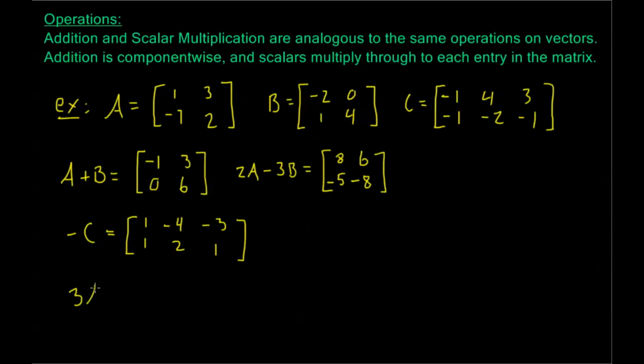And if I wanted to talk about 3A plus C, well, let's take a look at it. I can find 3A. I'm just going to take A and multiply everything through by 3. But what would 3A plus C look like? C is a 2 by 3 matrix, and A is a 2 by 2 matrix. So just like with vectors, this does not exist. To do matrix addition, we need both matrices to have the same dimension, the same number of rows and the same number of columns. So matrix addition is only defined for matrices of the same dimension.